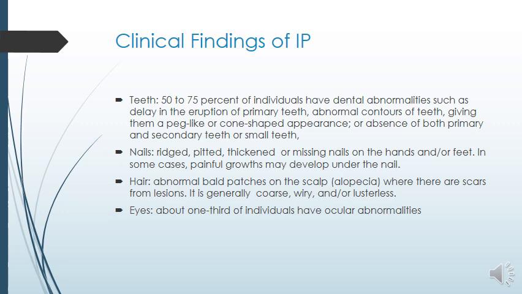And approximately 50% of the individuals with IP may also experience abnormal bald patches on their scalp, alopecia. This usually happens where there have been lesions that have left scars. And the hair is generally very coarse, wiry, and or lusterless. As far as their eyes, nearly 1/3 of the individuals have some form of an ocular abnormality.